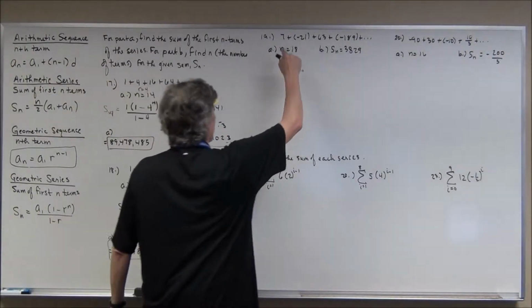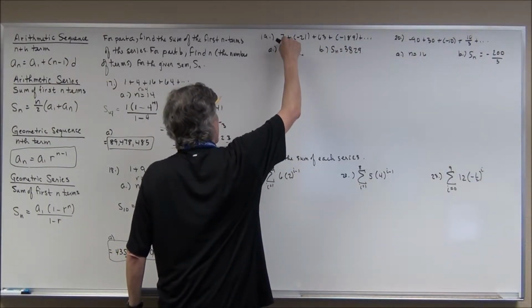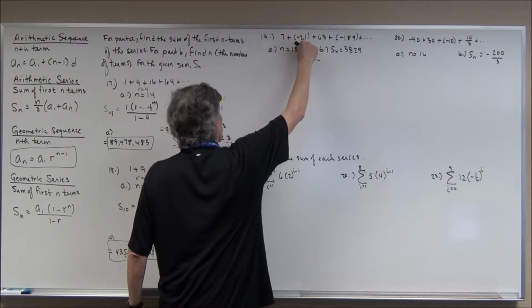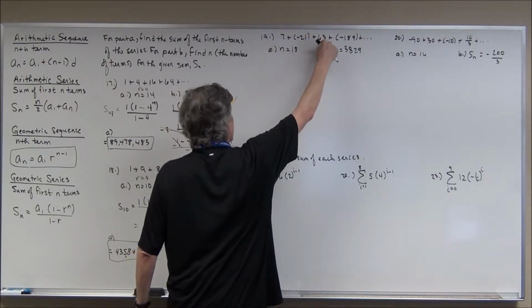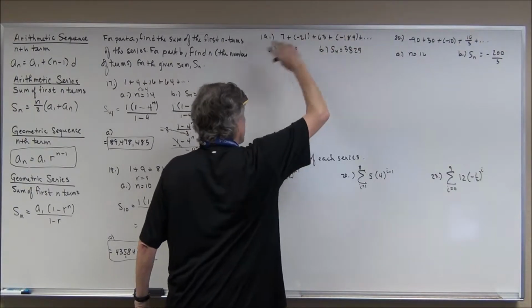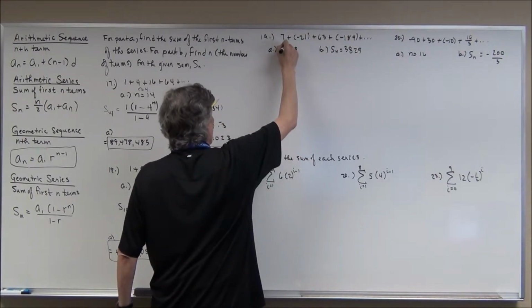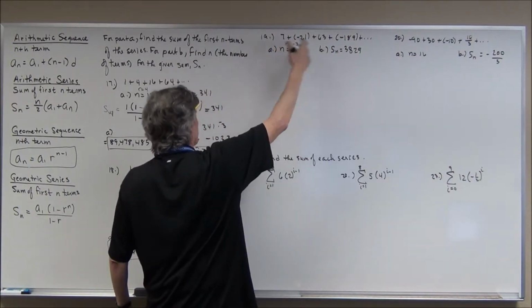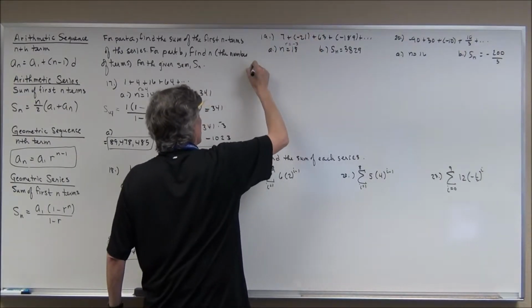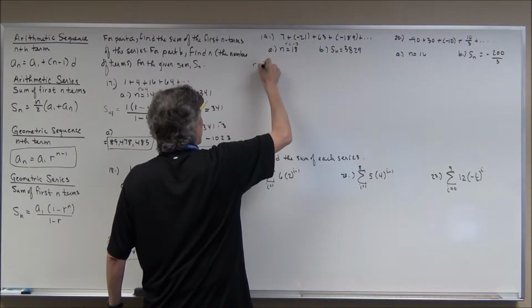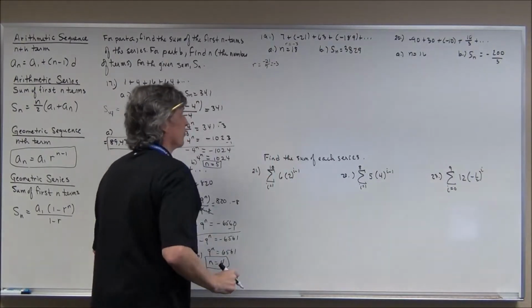In fact, if I look up here, I can see that if I multiply this by negative 3, I get this. If I multiply this by negative 3, I get this, and so on. I already know that my ratio is negative 3. Now, if you don't see that, take the first two terms. R equals negative 21 over 7. Yep, there it is, negative 3.